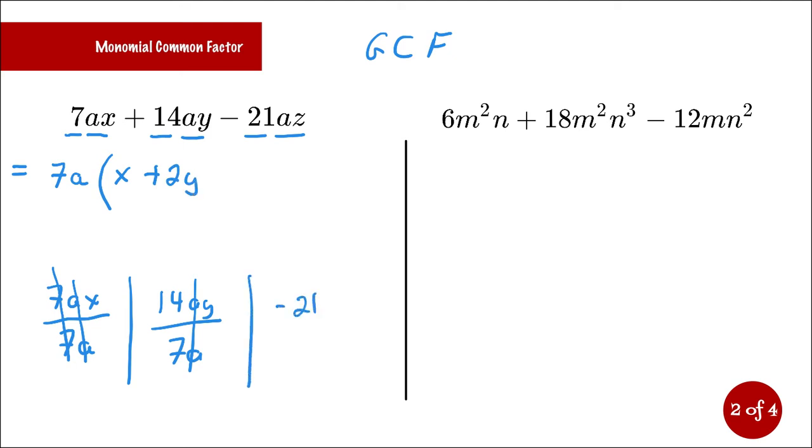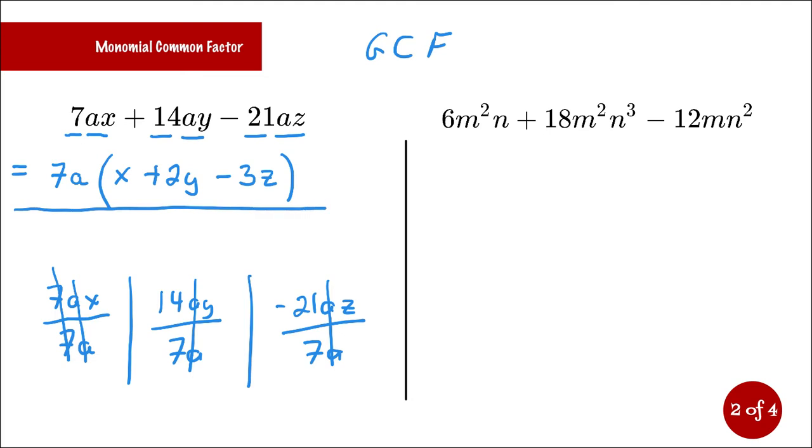Third term, same thing. A's cancel out. Negative 21 divided by 7 is negative 3, and you're left with z. You have now factored out your trinomial.